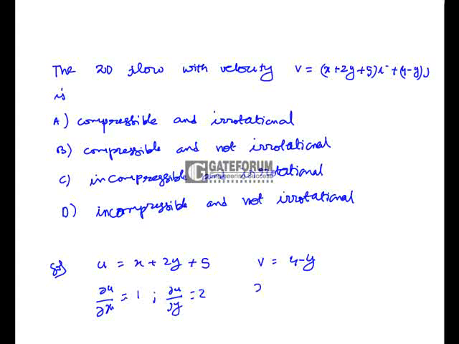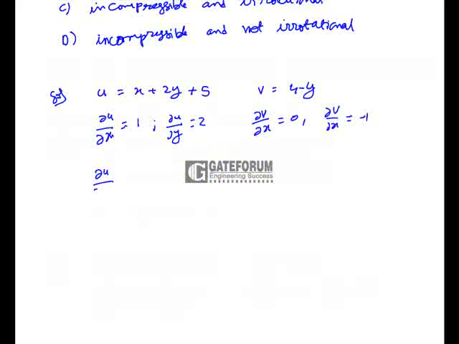And in the same way, differentiate v with respect to x as well as y, so ∂v/∂x is equal to 0 and ∂v/∂y is equal to -1. To check whether it is compressible or incompressible, we will have to check with the continuity equation, that is ∂u/∂x + ∂v/∂y, which is equal to 1 - 1 = 0. That means it is an incompressible flow and it is a possible flow.